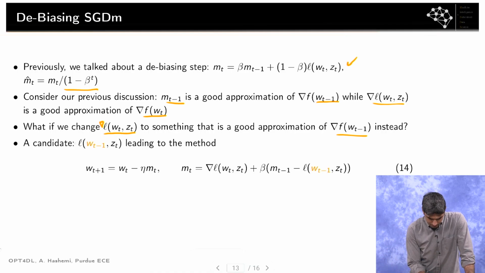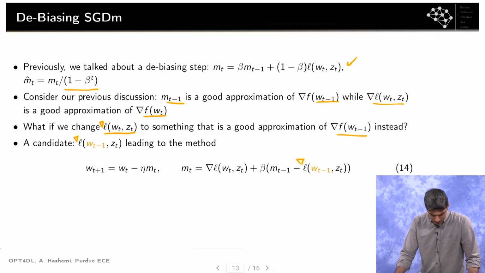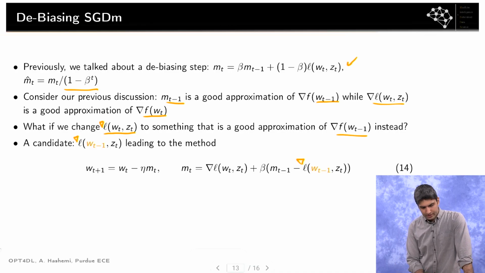So a candidate is the gradient, instead of at w_t, we use the gradient at w_{t-1}, or rather the stochastic gradient at w_{t-1}. So this is going to be our method, the debiased SGD with momentum, if you will.